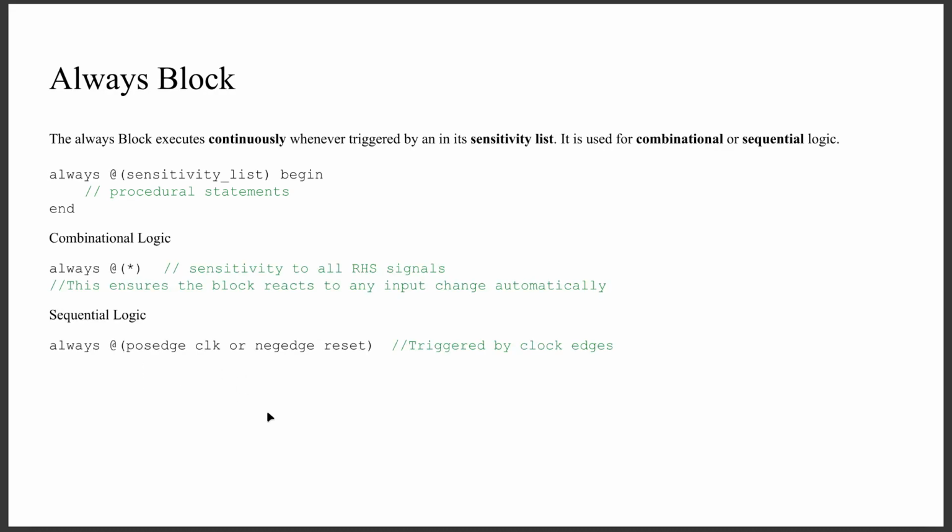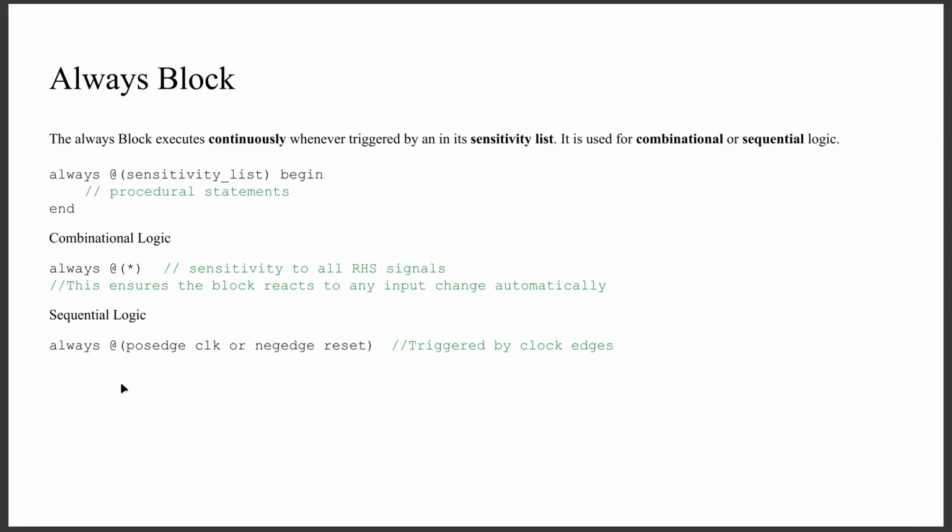The always block. The always block executes continuously whenever it's triggered by its sensitivity list. It is used for combinational or sequential logic. So this would be the basic outline of an always block, with your sensitivity list, begin, and then your statements.